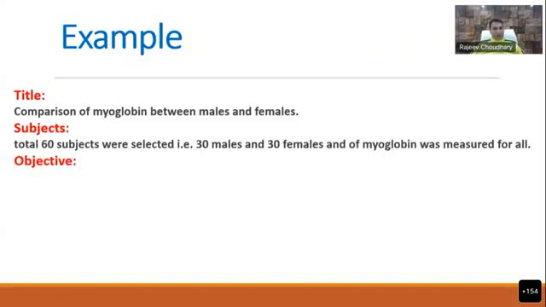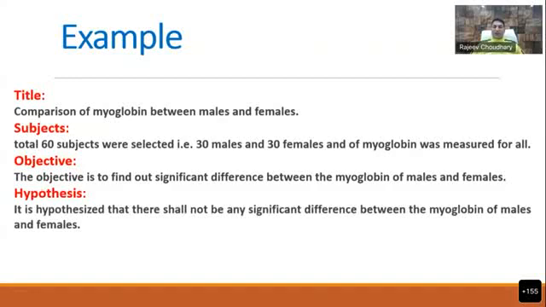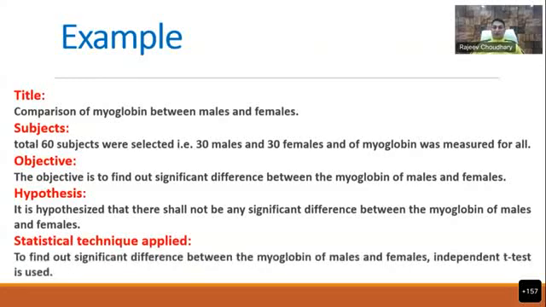The researcher framed the objective: to find out the significant difference between the myoglobin of males and females, whether males and females possess the same level of myoglobin, or whether there is any significant difference. The researcher also formulated a hypothesis: it is hypothesized that there shall not be any significant difference between the myoglobin of males and females. This is the null hypothesis. Since we are discussing the application of independent t-test, it is used to find out the significant difference between the myoglobin of males and females.